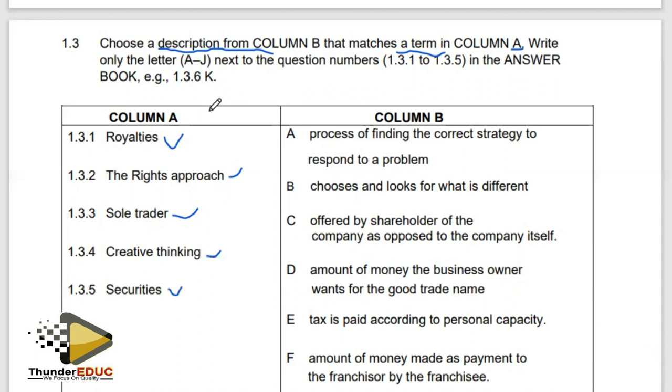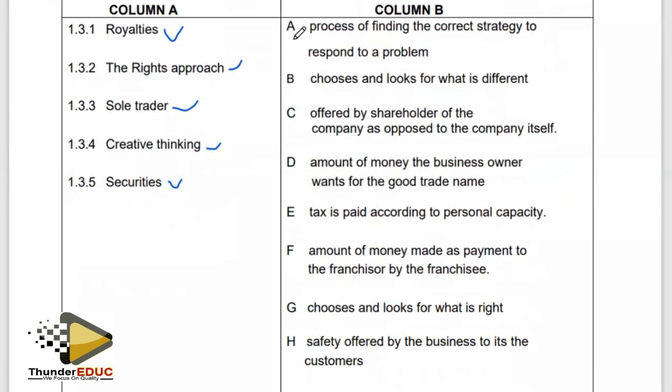Having looked at section A, column A, then go to column B, and start reading each statement, each description, one by one, so that you can find out whether it has any of the terms it affects, or any of the terms it corresponds with, or any of the terms it tries to describe. Yes, look at this. A process of finding the correct strategy to respond to a problem. B chooses and looks for what is different. C, that is very important. Try to find out what it means. Find out whether there is any terminology that is described here.